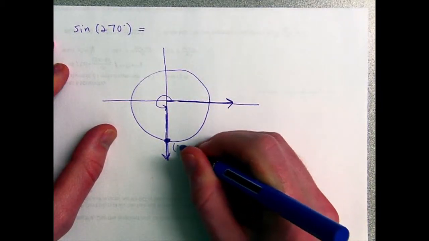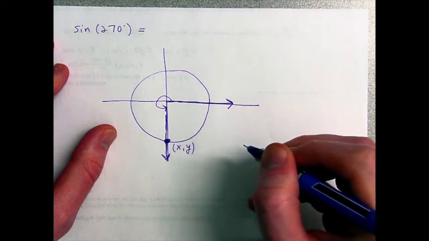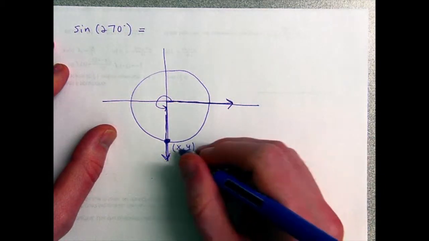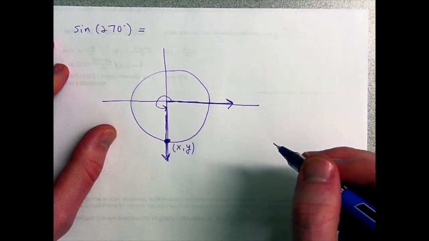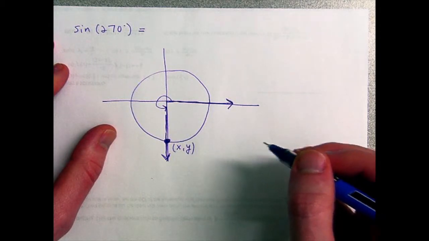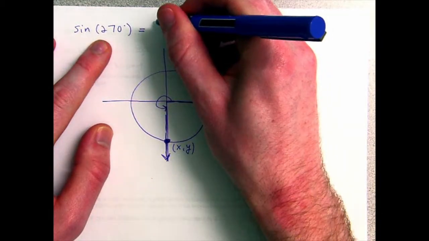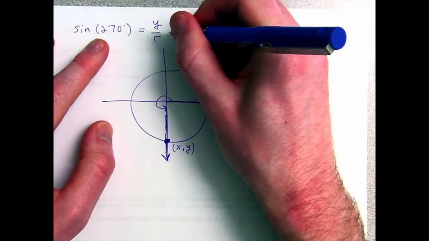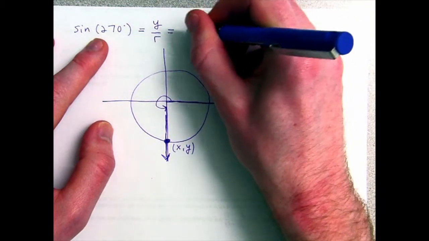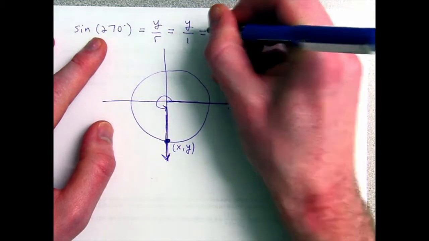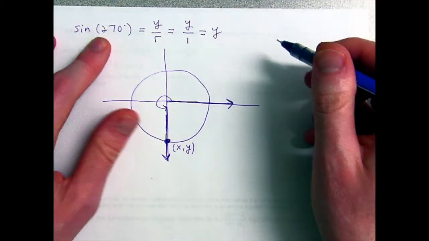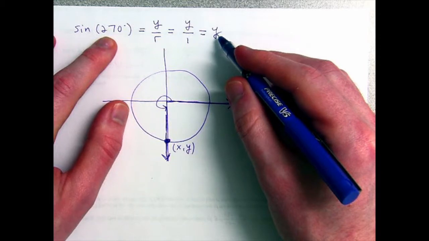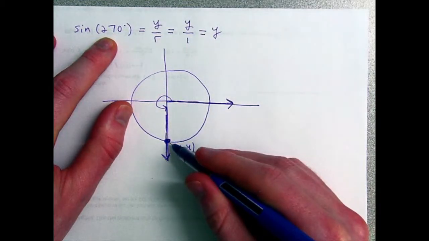And whatever the x and y coordinates are of that point, these are the two values which are used to define the three trig functions. So sine, for example, is defined to be y over r, r being the radius of your circle. Now, since we drew a circle of radius 1, that's really just y over 1, which is y. So the sine of 270 is just the y coordinate of this intersection point.